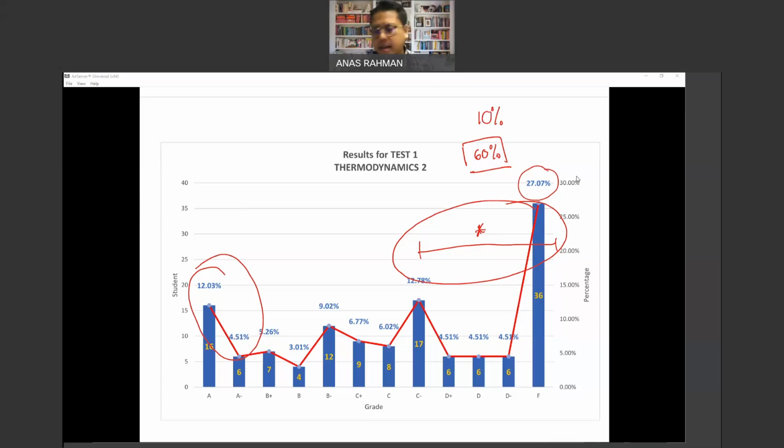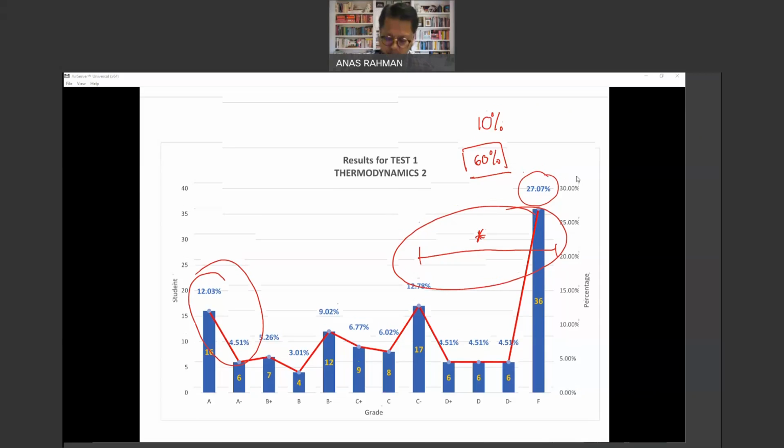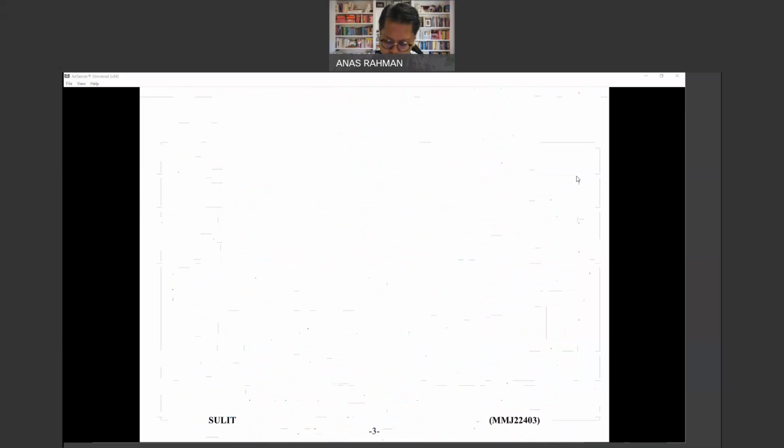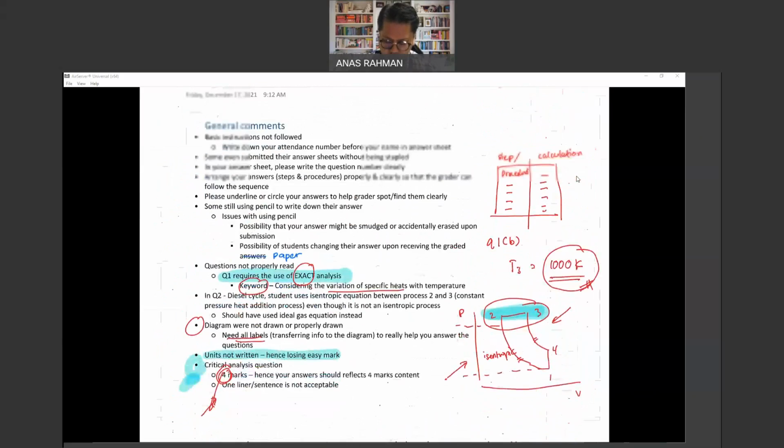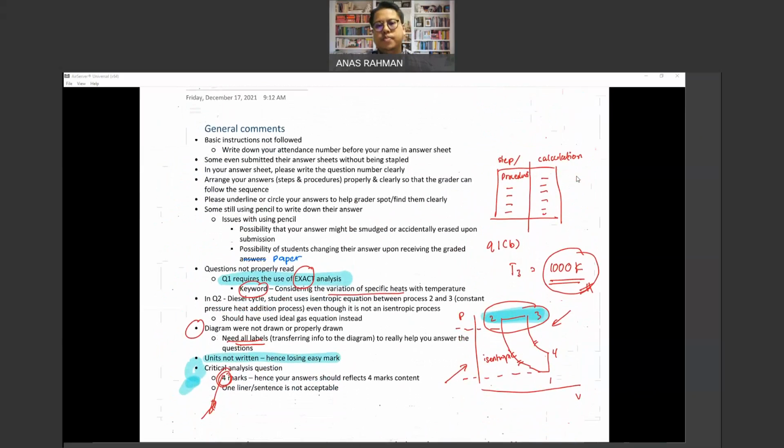Critical analysis, calculations, units, all that stuff. I think this is very, very important. So I hope that you get something from our discussion today, and I hope you pay attention, do something, study harder, or ask questions if you have any. It's very, very important. If you don't understand something in the lecture, please ask questions.